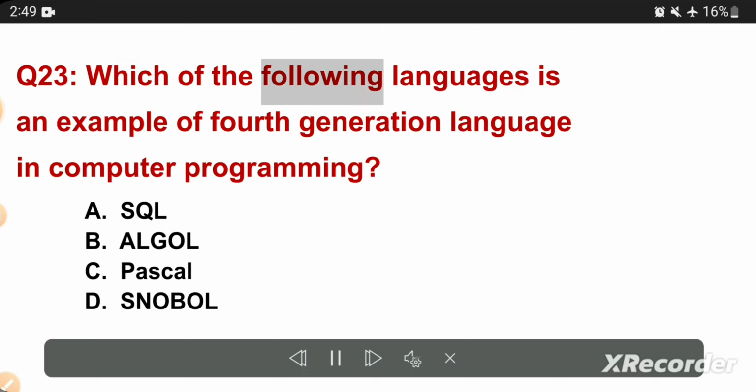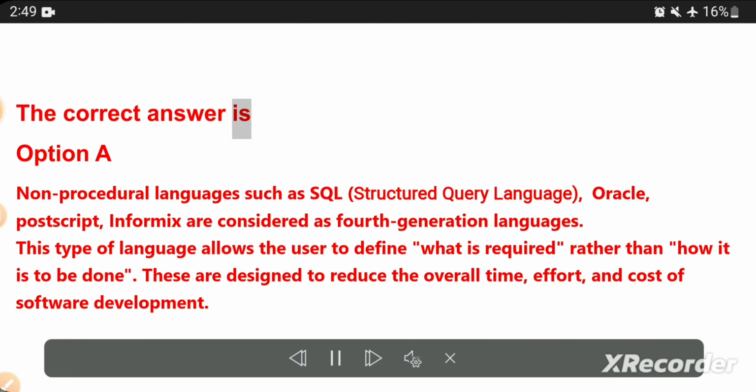Q23. Which of the following languages is an example of fourth generation language in computer programming? SQL, ALGOL, Pascal, Snowball. The correct answer is option A. Non-procedural languages such as SQL, structured query language, Oracle, PostScript, Informix are considered fourth generation languages. This type of language allows the user to define what is required, rather than how it is to be done. These are designed to reduce the overall time, effort, and cost of software development.